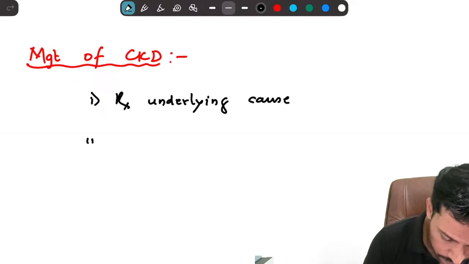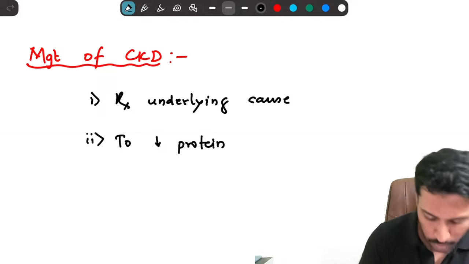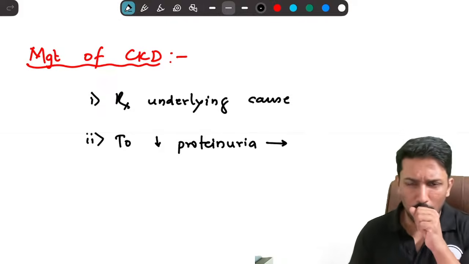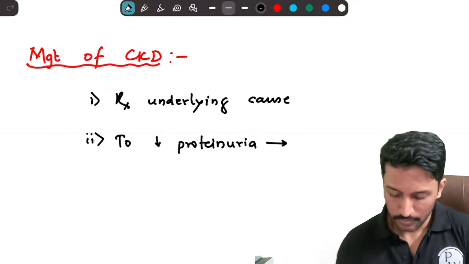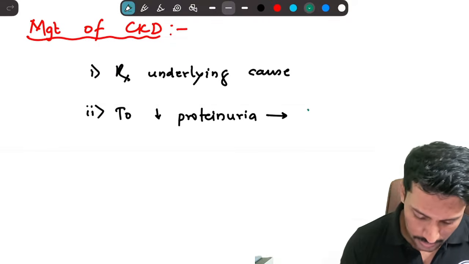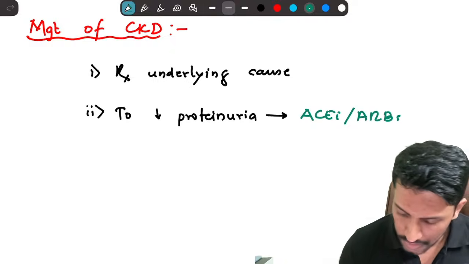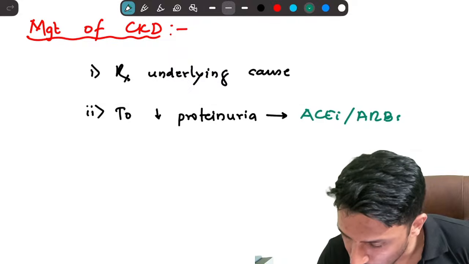Second thing is to decrease proteinuria. Now these patients have albuminuria, right? So how do I decrease it? How can I decrease the proteinuria? I can decrease the proteinuria by giving ACE inhibitors or ARBs. Now, can anybody tell me what are the precautions I should take in a patient with CKD when I'm starting them on ACE inhibitors or ARBs?